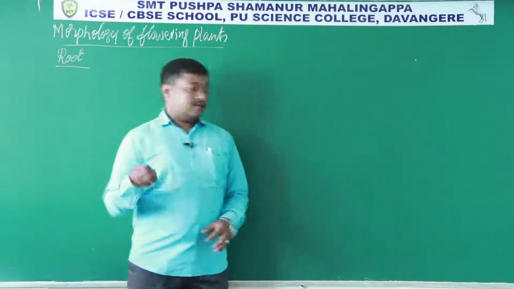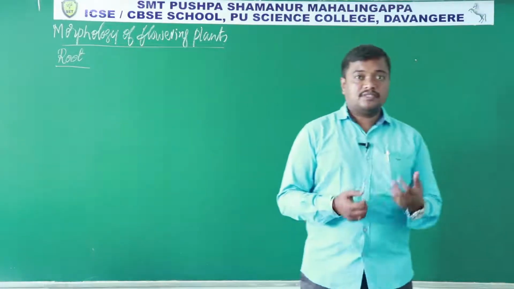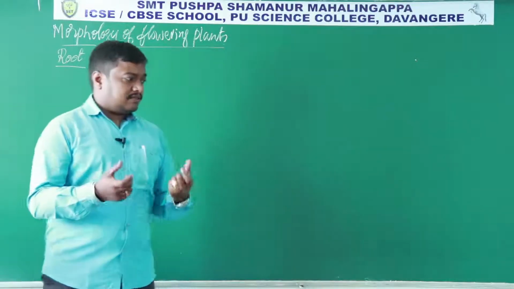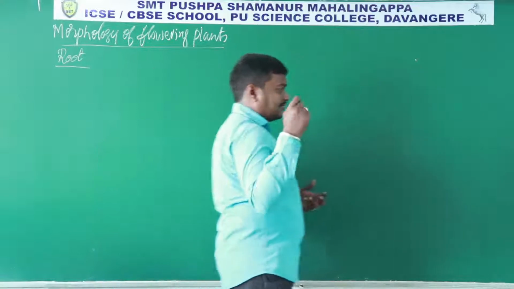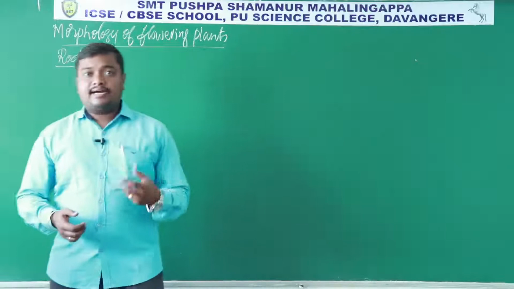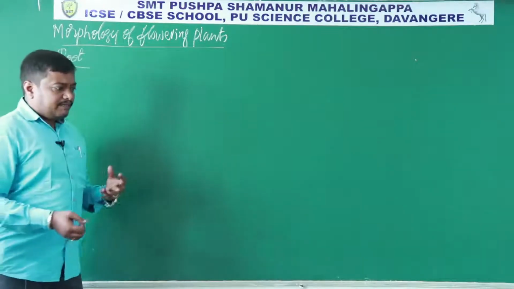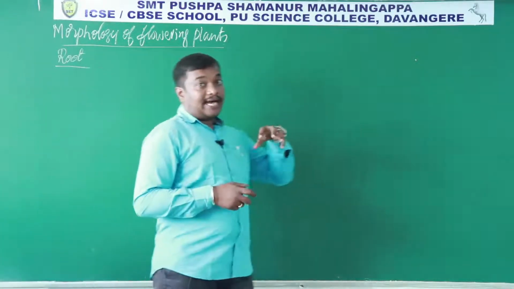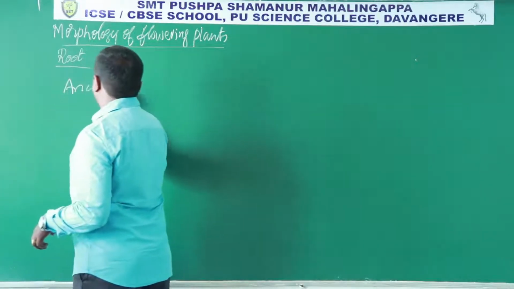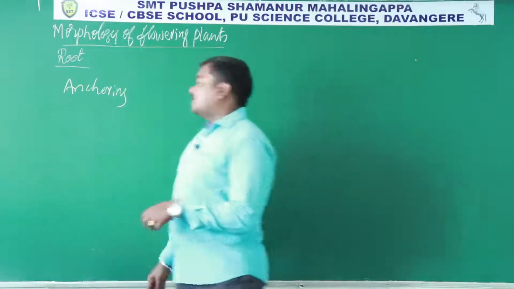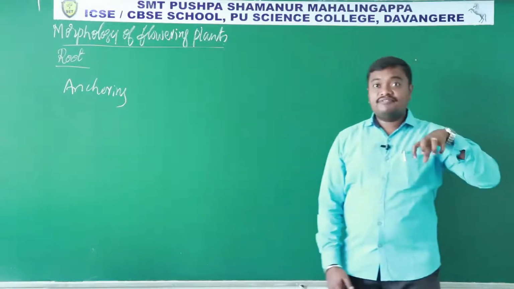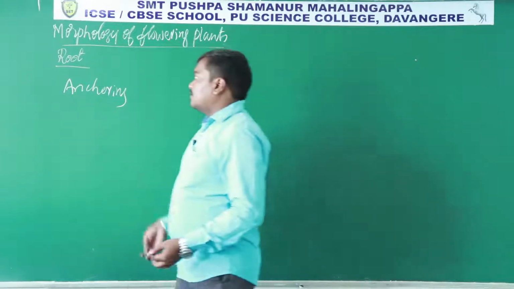Hi everybody. So in the last class we discussed the root and its function. We discussed the structure of a root and types of root like taproot, fibrous root system, and adventitious root system. The main function of root is to anchor the plant. Anchoring means it holds the plant in the soil very firmly.